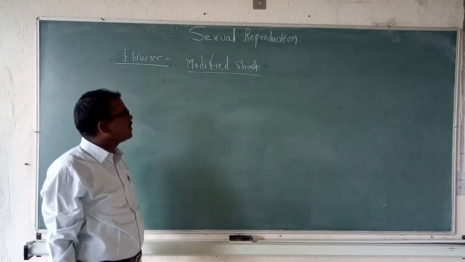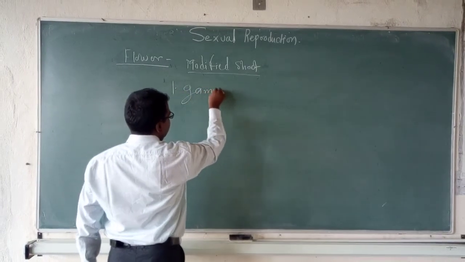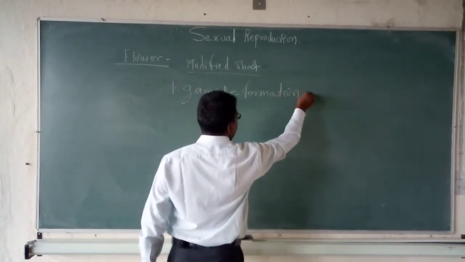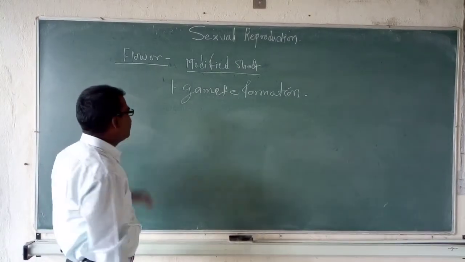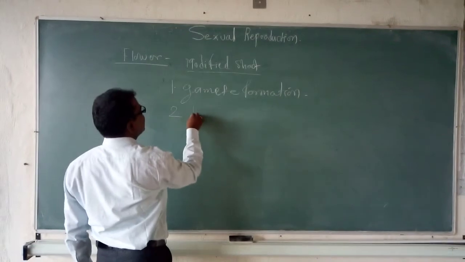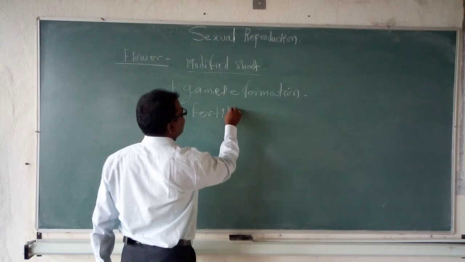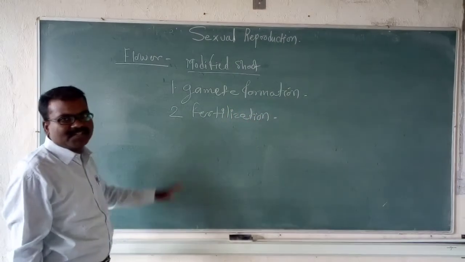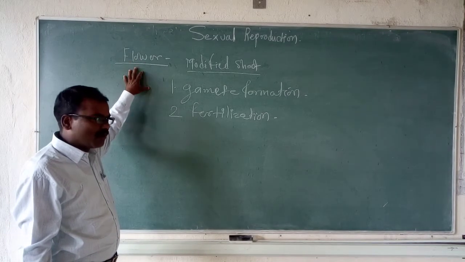Then what is the function of the flower? The most important function of the flower is gamete formation. Another function of the flower in reproduction is that fertilization takes place in the flower. Fertilization and gamete formation are the two important functions performed by the flower.